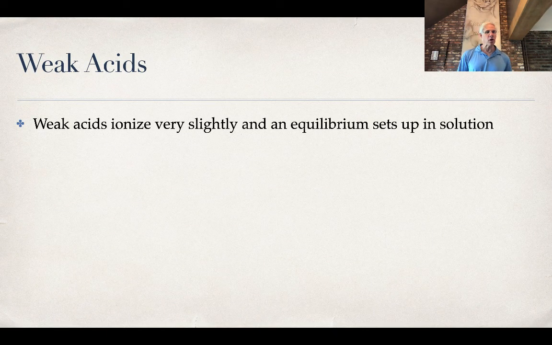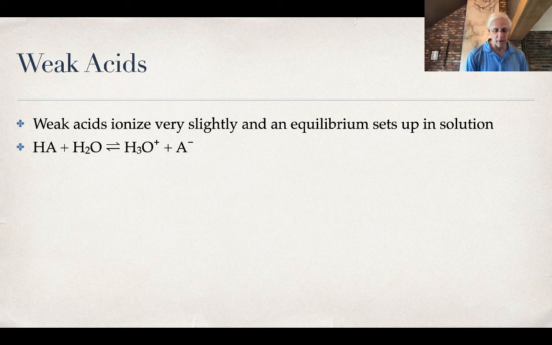So we talked about strong acids. Let's look at weak acids now. Weak acids ionize just a little bit. In other words, very little of my acid actually dissociates, breaks apart, and loses that H+. And as a result, we get an equilibrium setting up in solution.